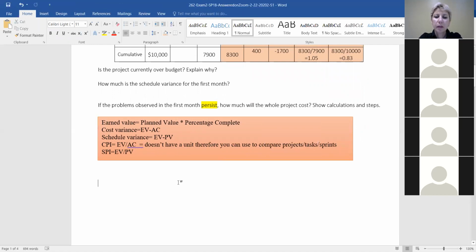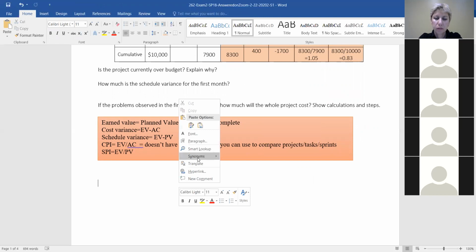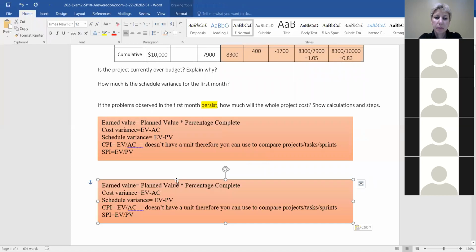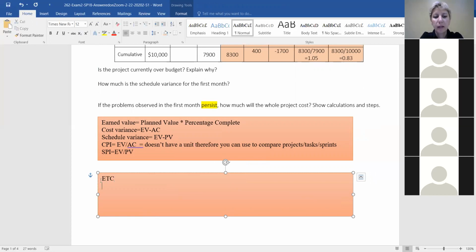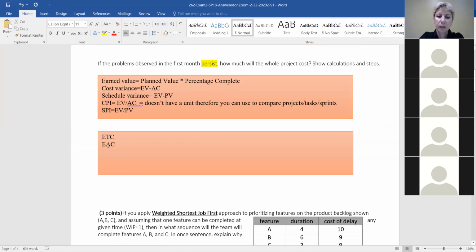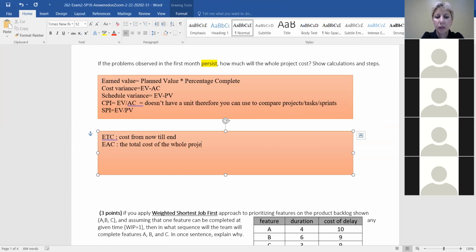So if you remember, estimate to complete and estimate at completion. So ETC and EAC. So ETC would be cost from now till end, the total cost of the whole project. So what do we do if the problems persist? Let me see who can do that for us.